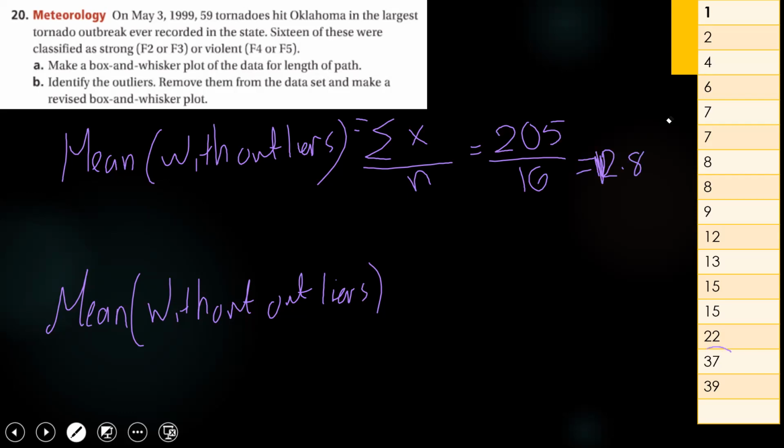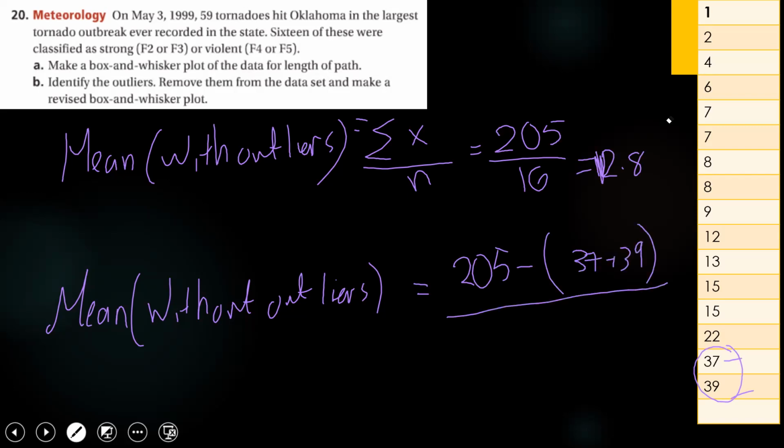Now let's remove the outliers. How did you remove the outliers? We have 205 minus 37 and 39. After I remove these two outliers, we have now 14 data values. So we have 205 minus 37 minus 39, which is 129 over 14, which is 9.2. So look at the mean here. After we remove the outliers, the mean decreases.